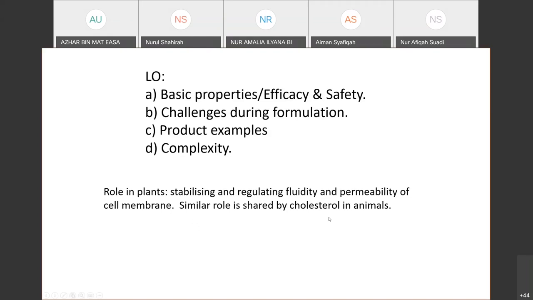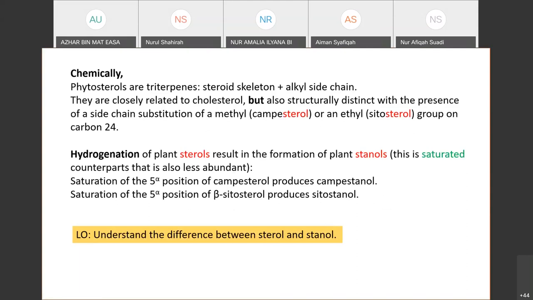Okay, chemically, phytosterols are terpenes. This is what I mean by organic chemistry. You need a little information there, but it's not that important. You can just forget about it. They are closely related to cholesterol. That one is important, but structurally distinct. I'm going to show you later, the structure, as promised.